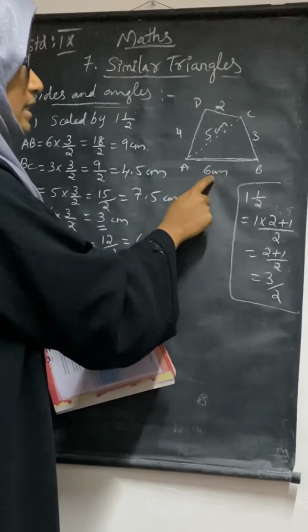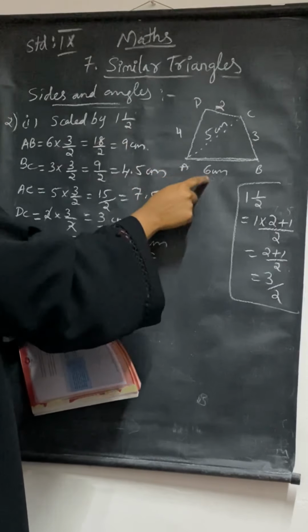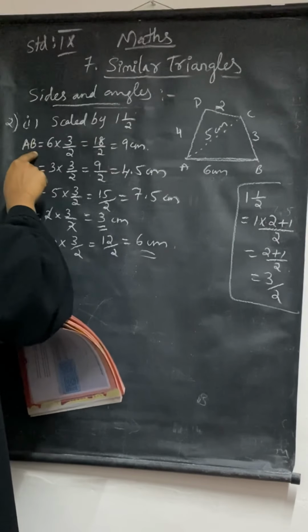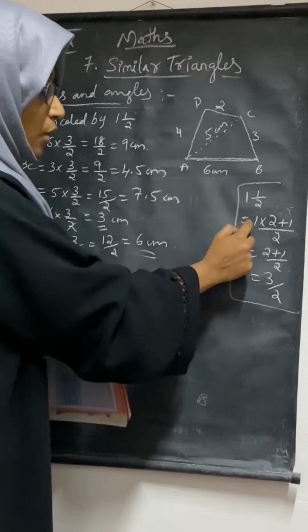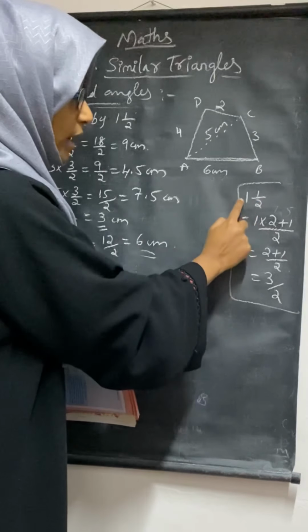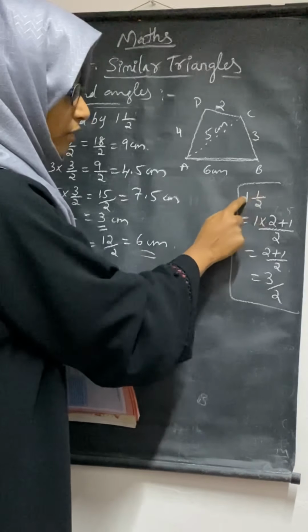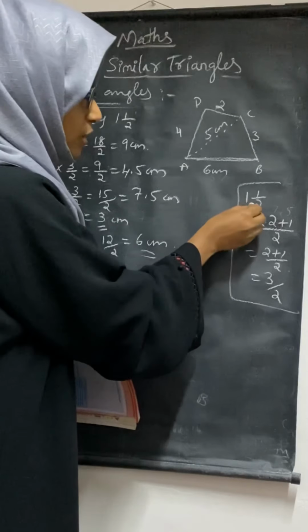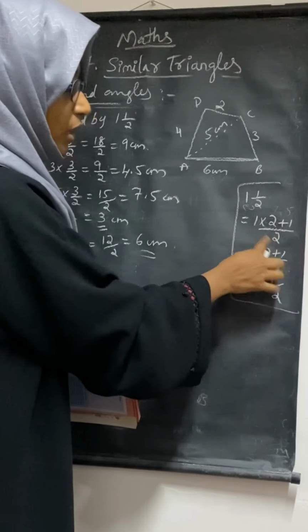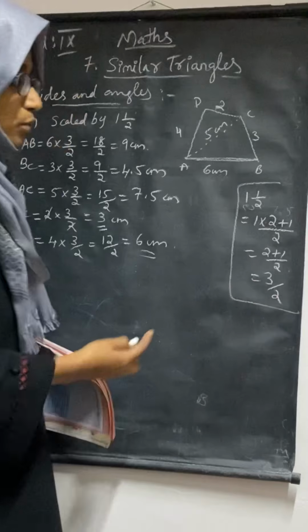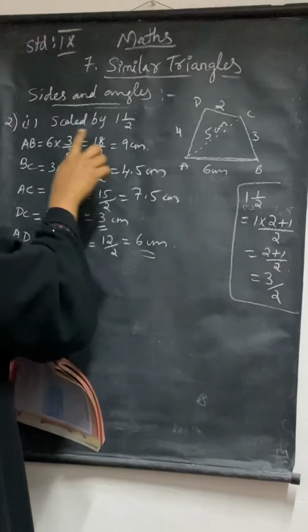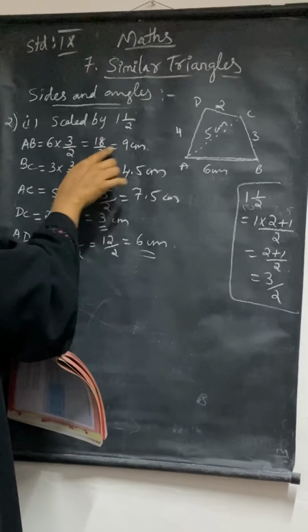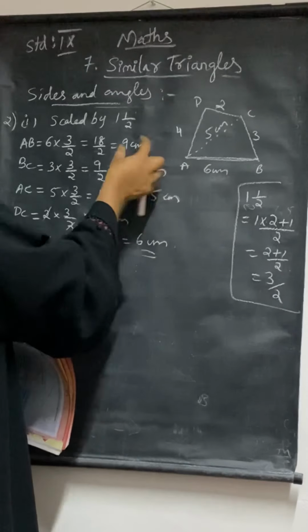Now AB 6 into 1.5 means 6 into 1 by 2. 1.5 means 1 plus 1 by 2, that is 2 plus 1 by 2, 3 by 2. So 1.5 is actually 3 by 2. So 6 into 3 by 2, 18 by 2, 9 centimeter. So instead of 6, you have to take 9.